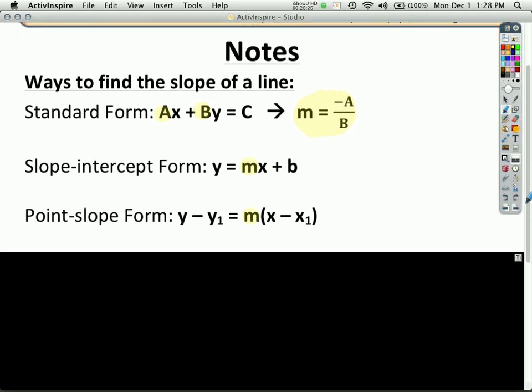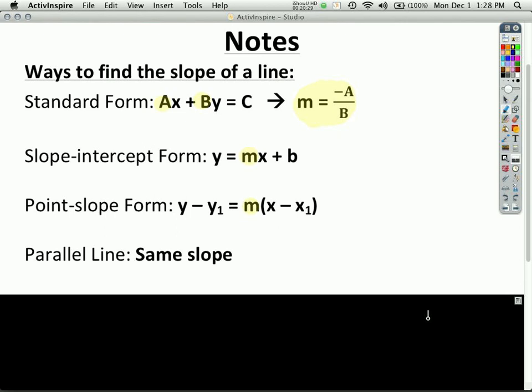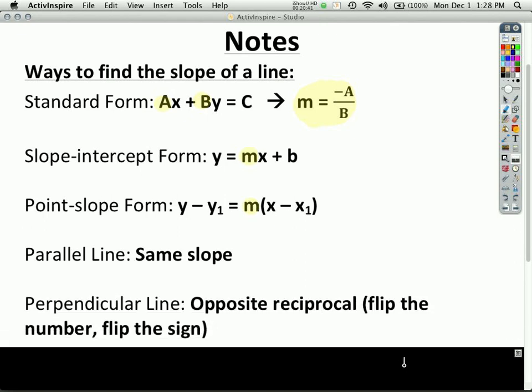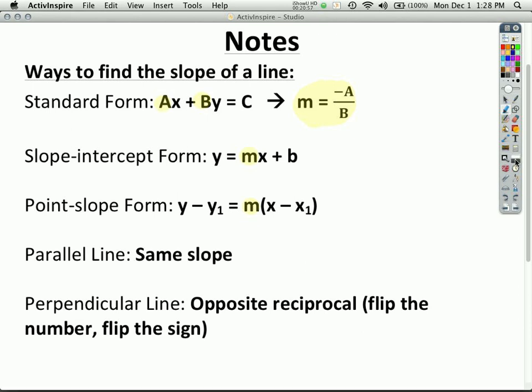Okay, and then from last time, parallel lines, same slope. Parallel lines, same slope. And here is the piece that many of you missed. Perpendicular lines, opposite reciprocal. Flip the number, flip the sign. So today we're actually going to put this all together.